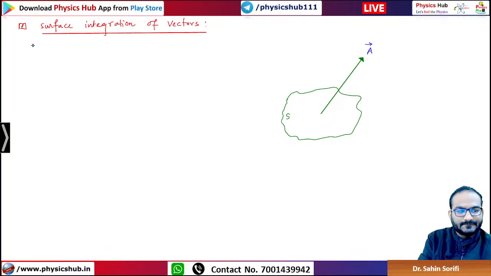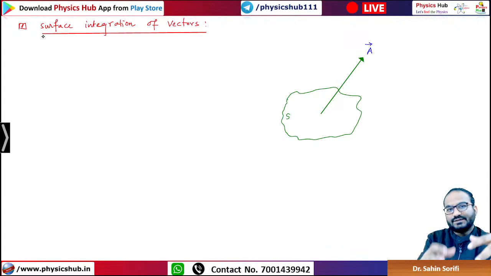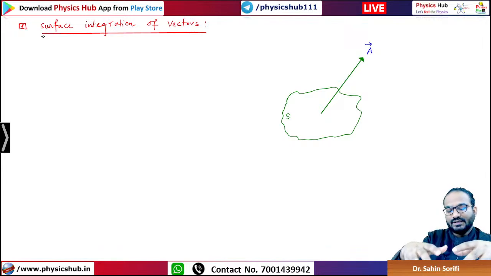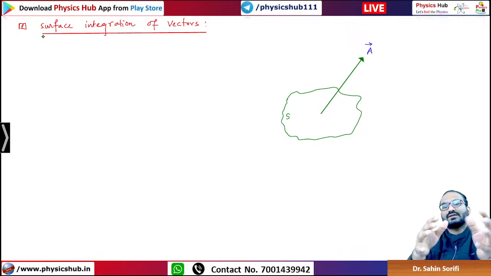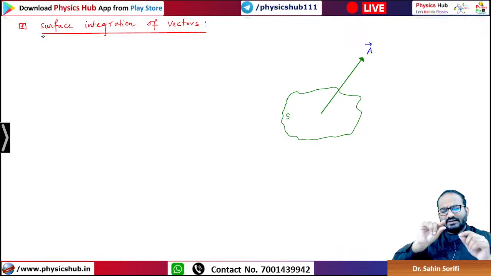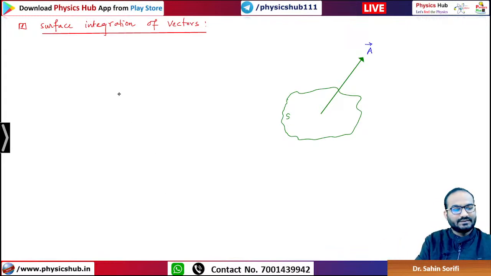So let's write. Now surface can be of two types. You have seen different kinds of surfaces, and the types include open surface and closed surface. A closed surface is that surface which contains some volume, like a sphere. An open surface is that surface which does not contain any volume, only area. Like if you consider a very thin rectangular plate, that contains only area, not volume. So that is an open surface.